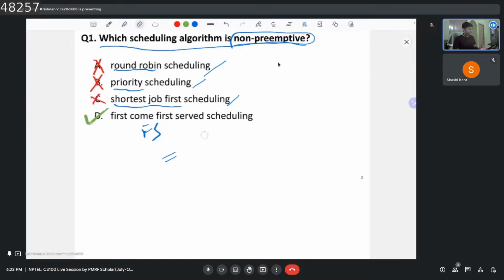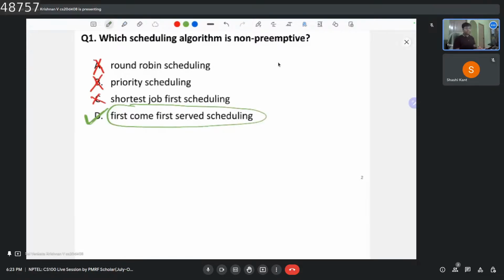So any doubts in this first question? Option D is the correct answer. If there are no doubts, we'll move to the second question. If you have any doubts, you can unmute yourself and speak, or you can just mention it in the chat message. Okay, so we'll move to the second question then.